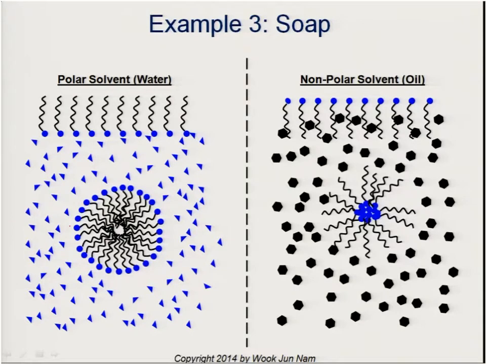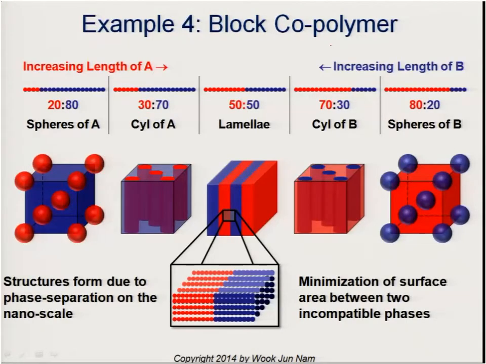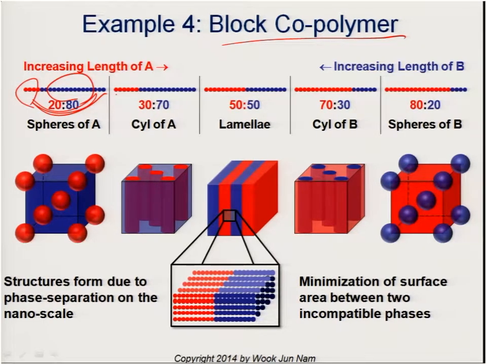And soap is another example. Let's watch the video. The block polymer depends on the proportion of the length of material A and B, and the molecular weight, that's the length of the molecules. We can change the shape of these patterns, and we will go through this in more detail in the next lecture.